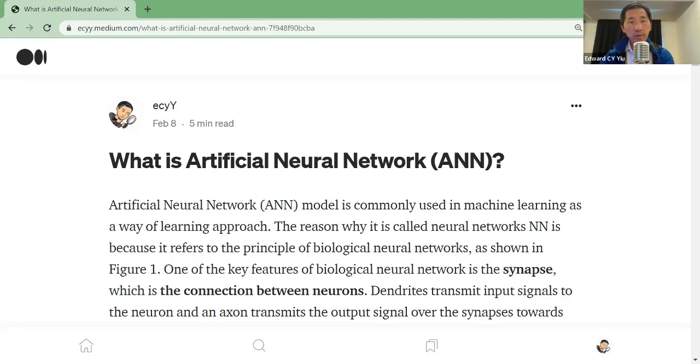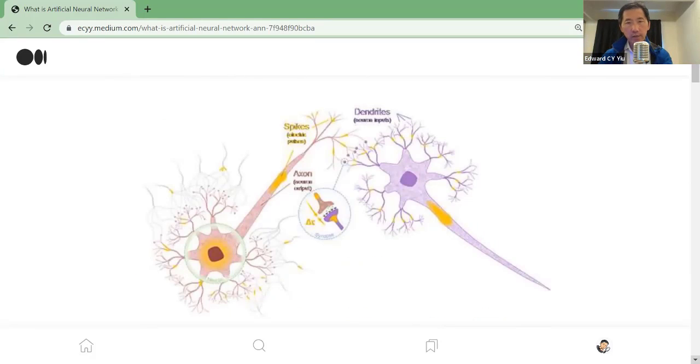Hi, good morning. Let's talk about what is ANN, Artificial Neural Network. ANN is one of the most commonly used models in machine learning. The reason why it's called a neural network is because it tried to follow the idea of biological neural networks in animals, right? Just like what is shown in this figure, we have all these neurons, axon, dendrites, and more importantly, the connection between the two neurons by means of these synapses.